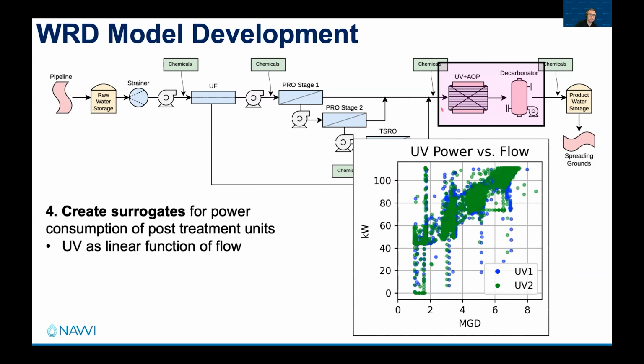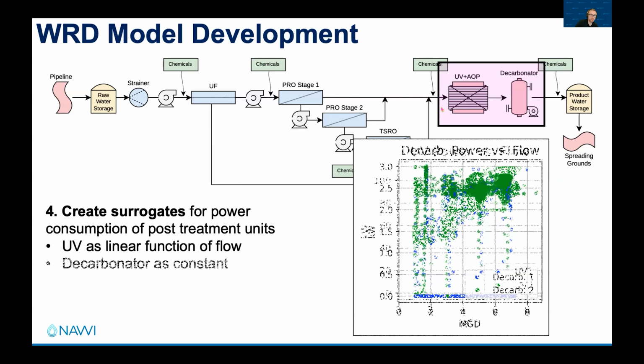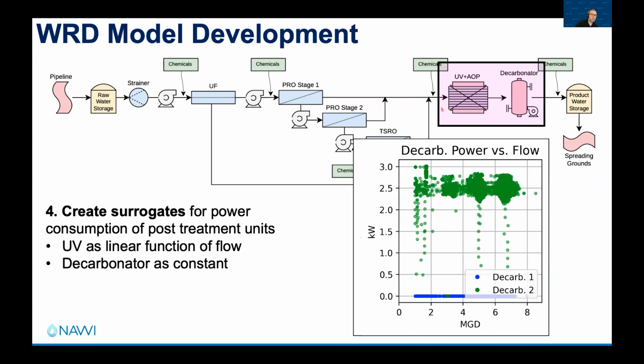For the UV power, we looked at the data versus flow and said that looks pretty linear, and used a linear relationship for UV power consumption. And then for the decarbonator, much less power consumption than everything else. So we just left it as a constant power consumption of about 2.5 kilowatts.